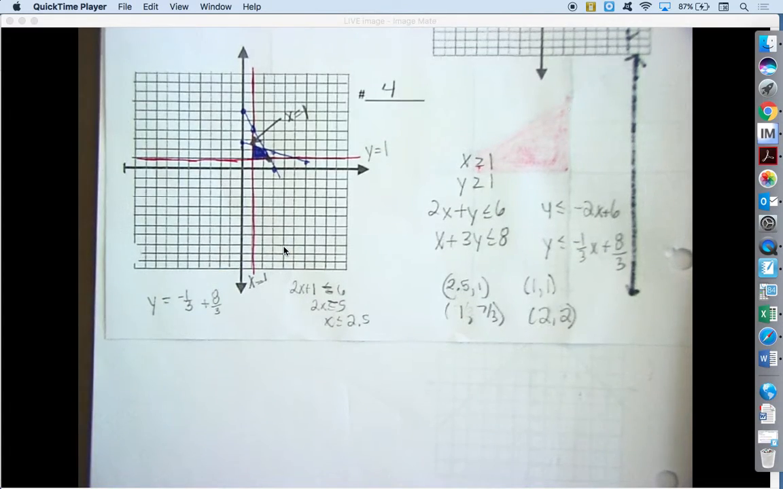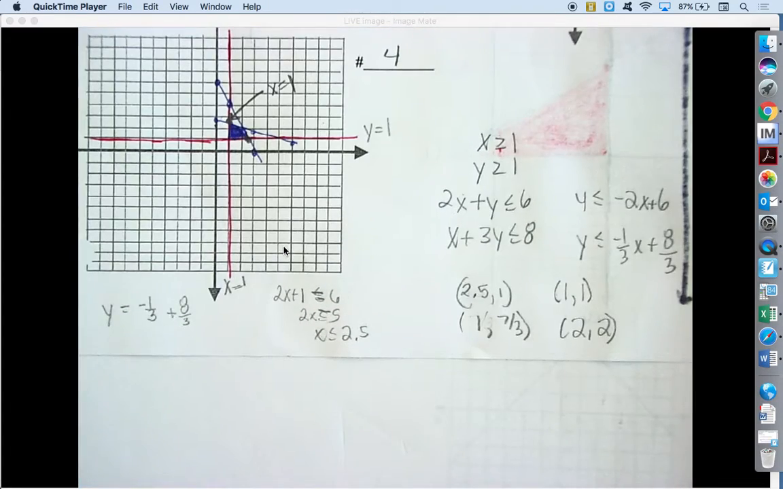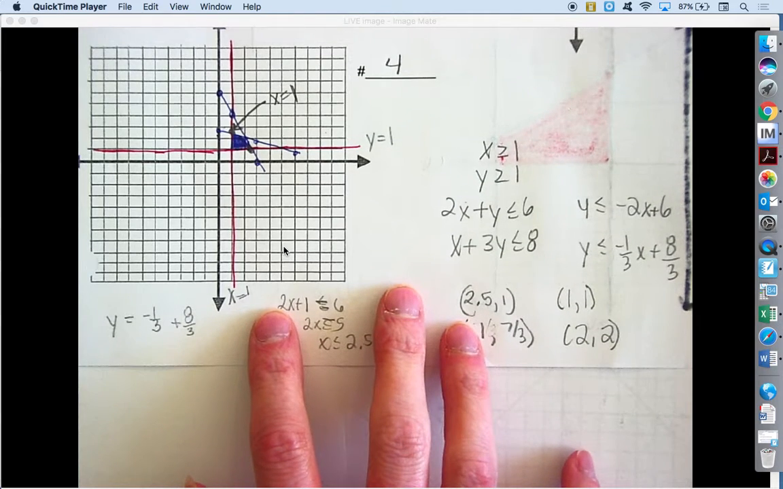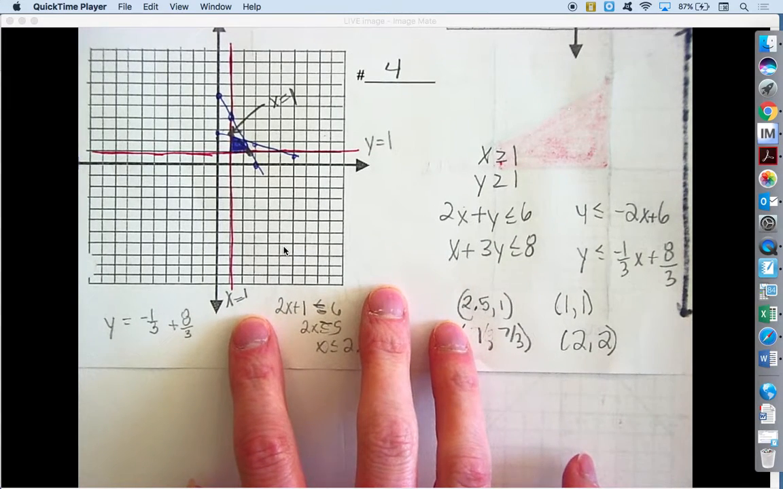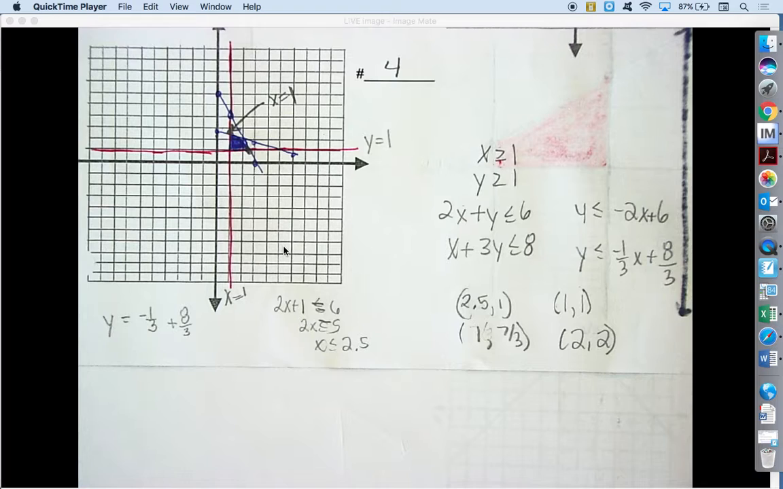No matter what, there wasn't any way to, I guess if you wanted to make every 2 blocks represent 1. And getting the points was a little harder in this graph. So when you graph this, you're graphing negative 2x plus 6, and then you're graphing negative 1/3 x plus 8/3.